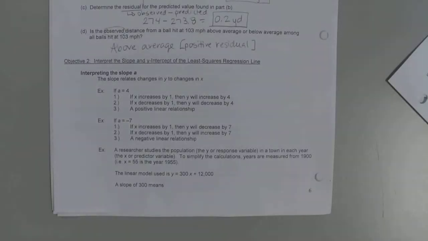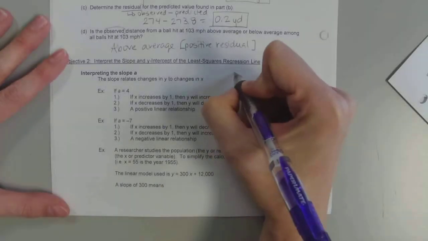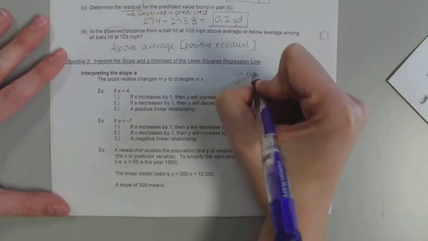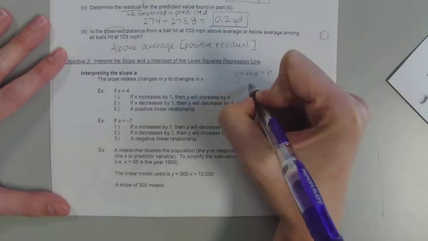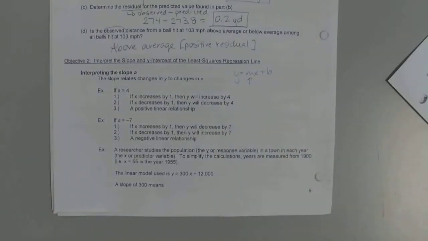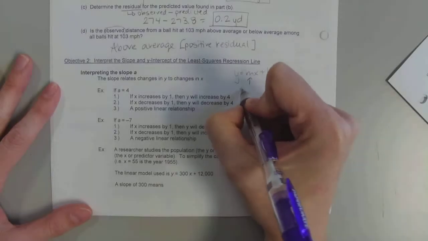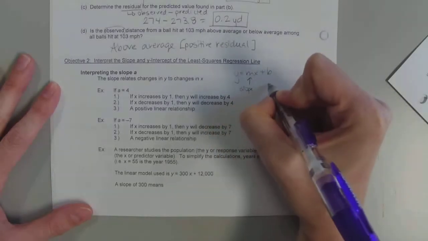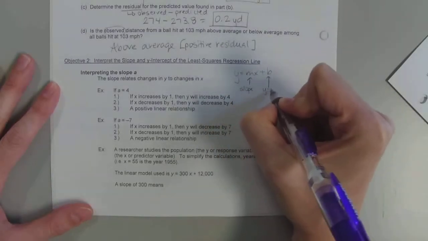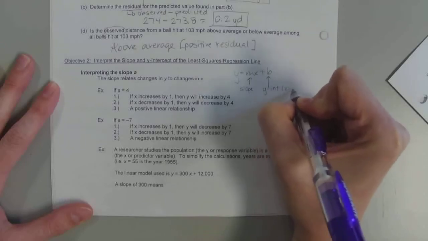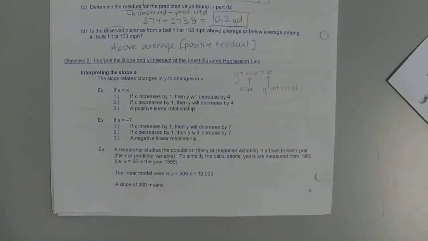So on Objective 2 of Section 4.2, we're going to start talking about the slope and the y-intercept. We're getting into a little bit of algebra. We're used to that y equals mx plus b. Let me write that on here. Y equals mx plus b, where the m, the coefficient for your x variable, is your slope. And then the b is your y-intercept. That's always when x is 0. So we're just going back to some algebra there, all right?